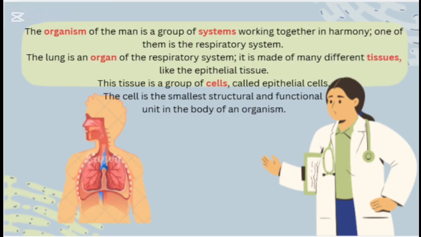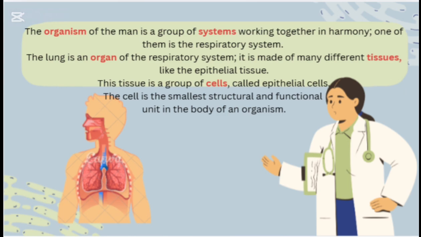The organism of the man is a group of systems working together in harmony. One of them is the respiratory system. The lung is an organ of the respiratory system. It is made of many different tissues like the epithelial tissue. This tissue is a group of cells called epithelial cells. The cell is the smallest structural and functional unit in the body of an organism.